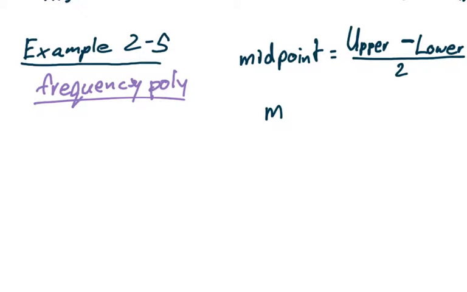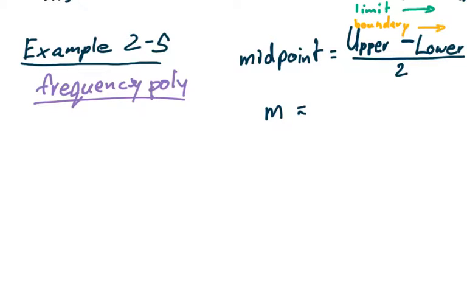It's the upper value minus the lower value divided by 2. So this applies for the limit. You could say the upper limit minus the lower limit, or it works with the boundary as well. Just remember, if you're using the limits, it's going to be the upper limit minus the lower limit, and same for boundaries. These would have to be both the boundaries.